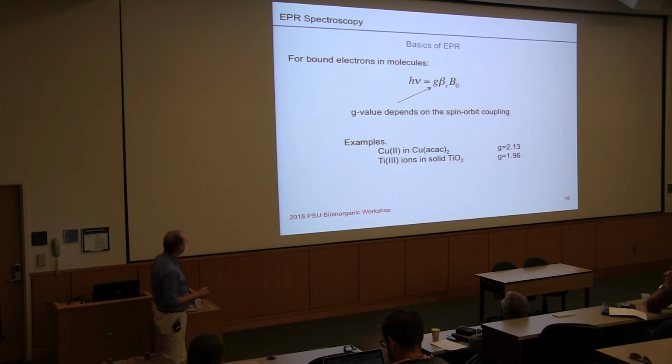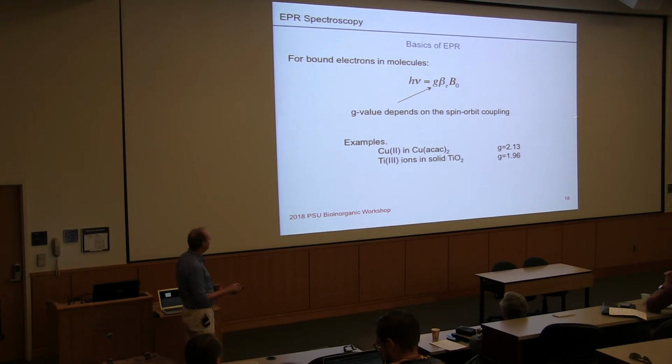And so just as an example, if we look at two transition metals, copper 2, in a copper salt, we get a value of 2.13 rather than the free electron value, which is 2.0023, right? Or titanium is a little bit less, it is 1.96. So the G values typically are around 2, but they're different for different ions in different environments, right?